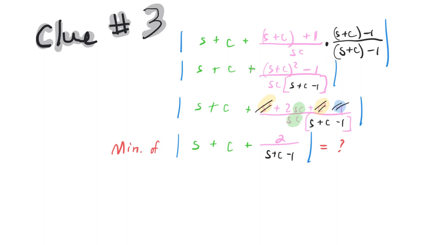What do you do now? Maybe you take the derivative of the inside and set it equal to 0. But I don't know if you're going to be able to find the exact answer without a calculator. So with these Putnam problems, the answers need to be exact, and there are no calculators.